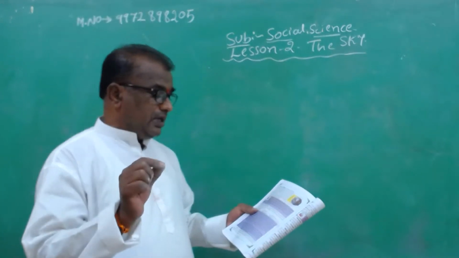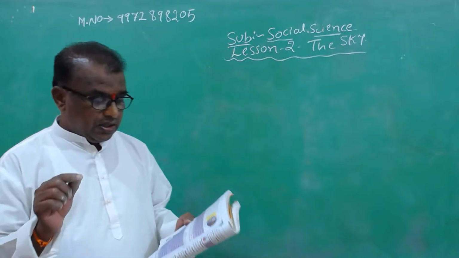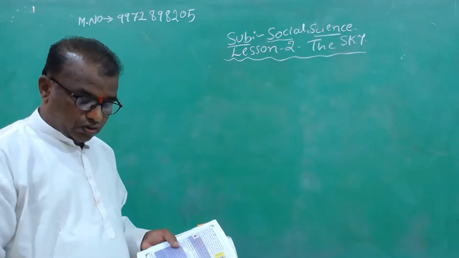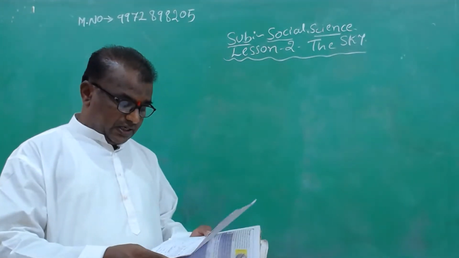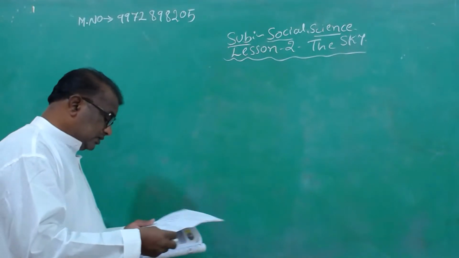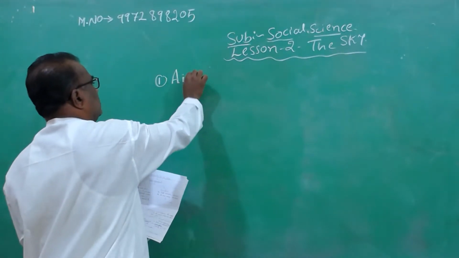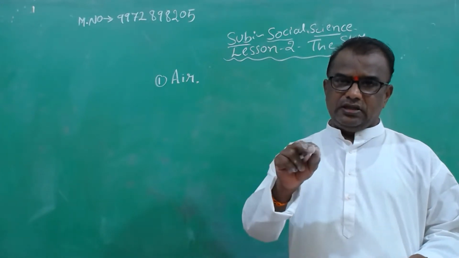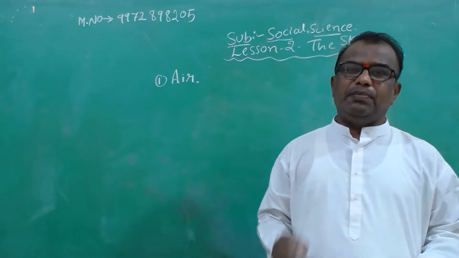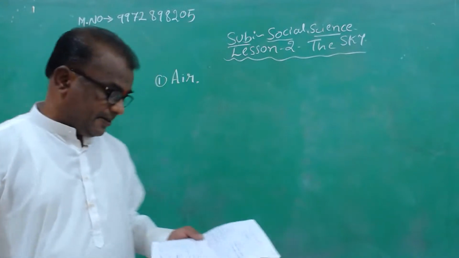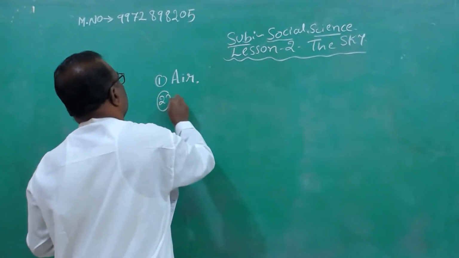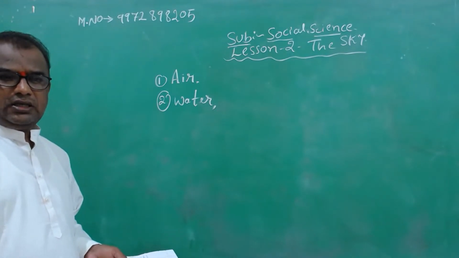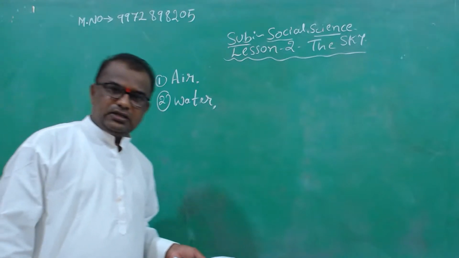They have given here: make a list of factors found on the Earth. There are 6 lines that you have to write in your textbook with pencil. First, air. Air is very essential for living beings. It is available on the planet Earth. Note it down in your textbook. Second, water. Water is also very essential for living beings, and it is available on Earth.